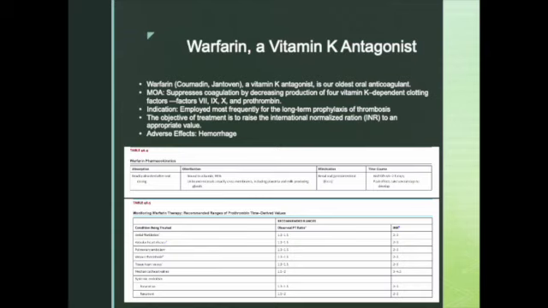So when vitamin K increases in your diet, warfarin is going to increase as well. And if vitamin K intake decreases, warfarin dosage should also be decreased.